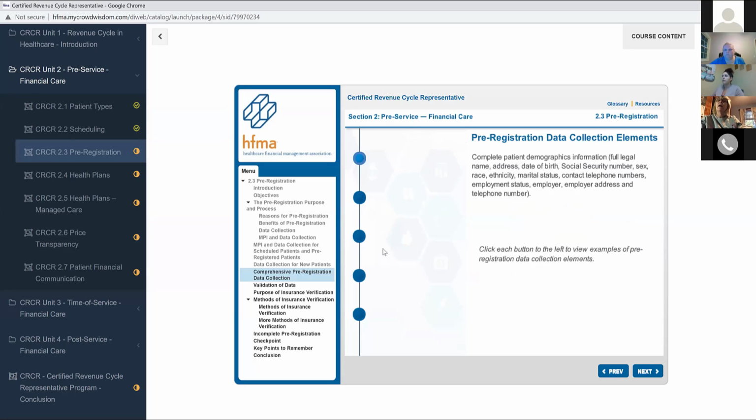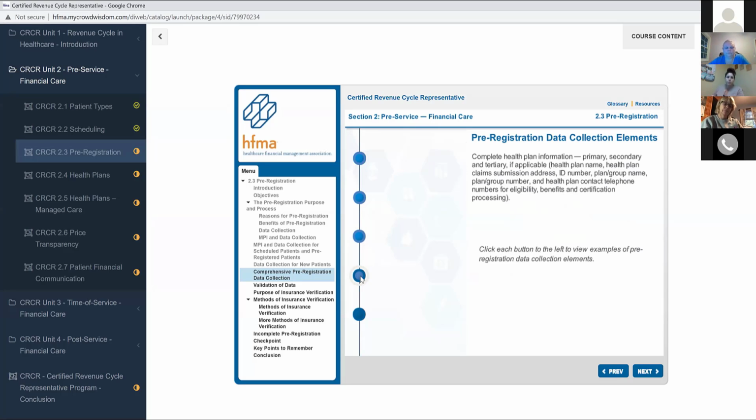You want the complete health plan information: primary, secondary, tertiary, if applicable; health plan name, the claim submission address, ID number, plan group name. That's typically on the card, or if you pull the eligibility electronically or through a clearinghouse, or if you run it through an insurance verification software and it spits it out, all that information should come. And then you can just fill that in.